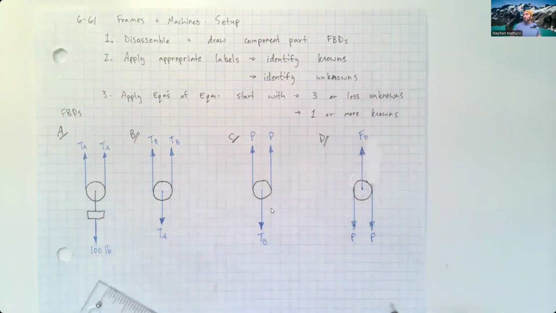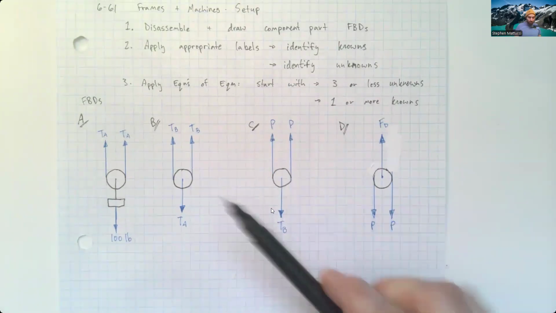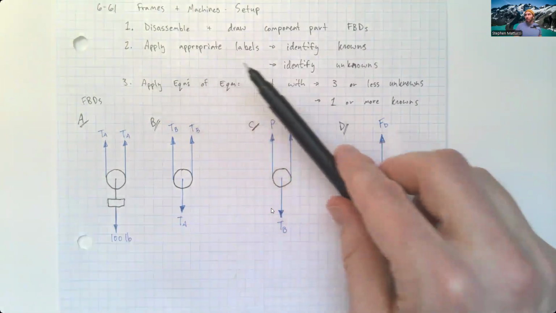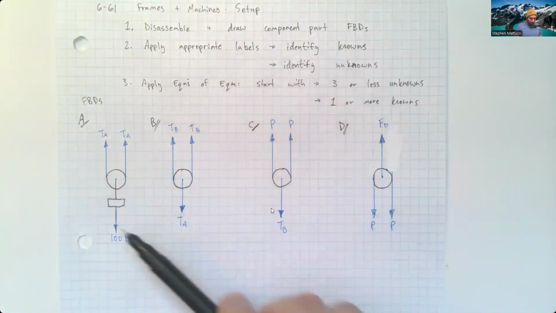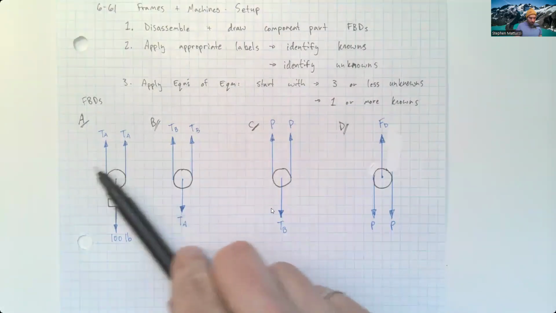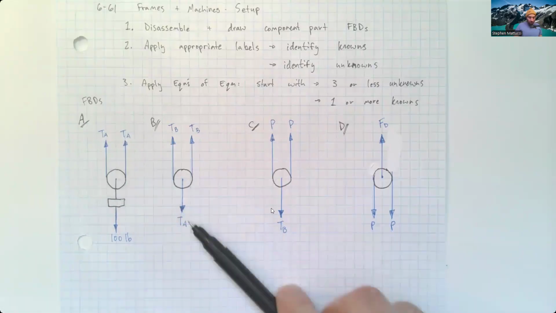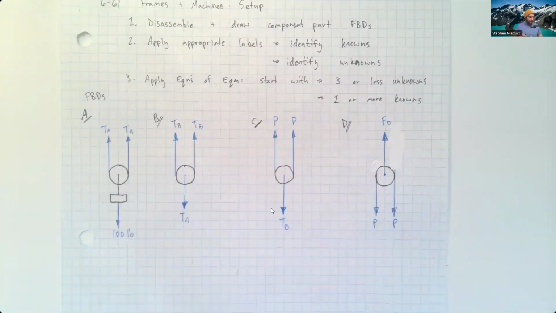Okay, so with any of these frame and machine problems, we've now disassembled and drawn all of our component parts. Next step here, we need to apply our labels, identify knowns and unknowns. So we've done that. We've applied our labels such that, what I said before is important, our tension acting upwards at A here on pulley A is going to be acting downwards on pulley B. Similarly with tension B acting downwards on pulley C.